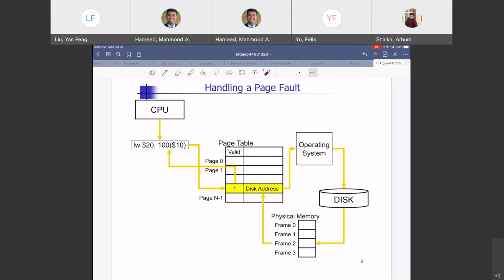What do you think we should do there? Just wait, stall? Maybe what we can do is, instead of working on this instruction, we can start working on some other instruction for some other process, right? So that's where we are going with this.